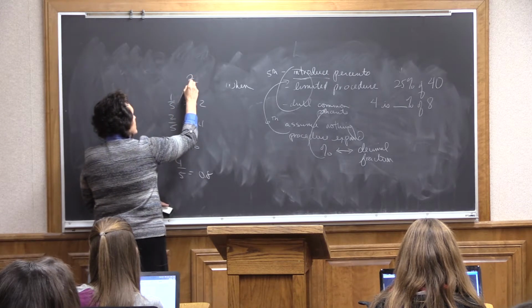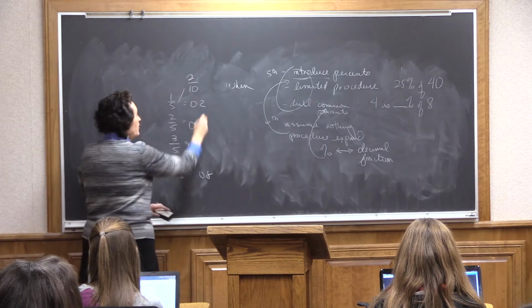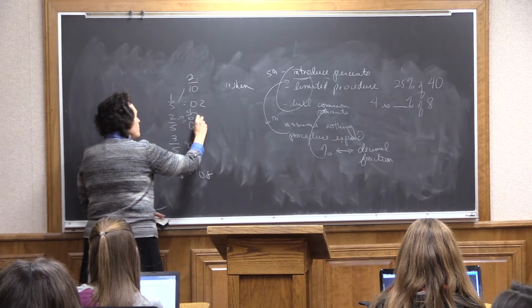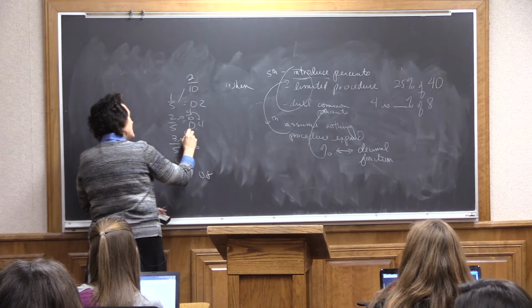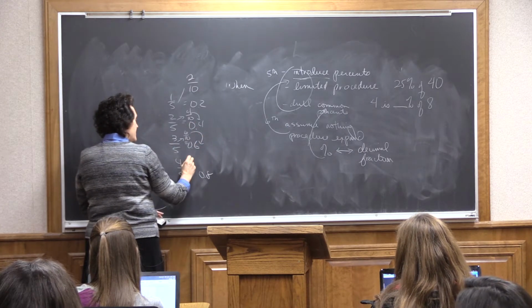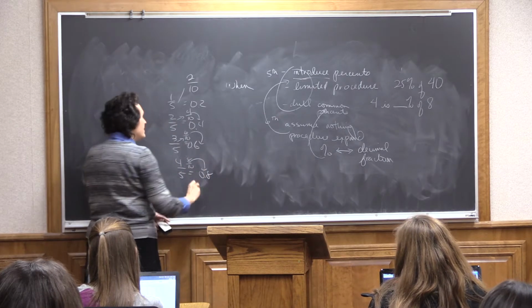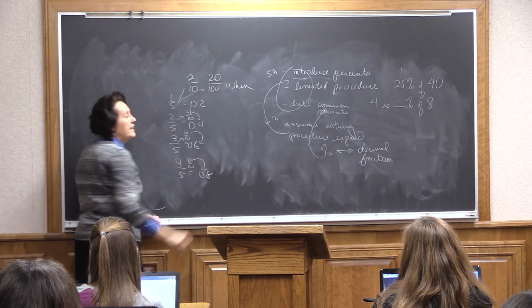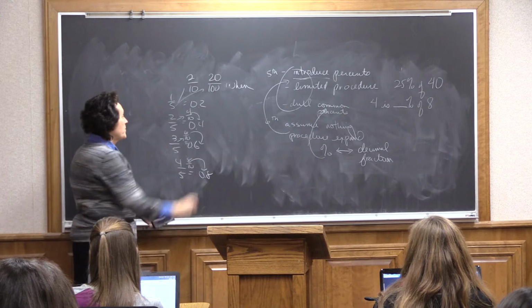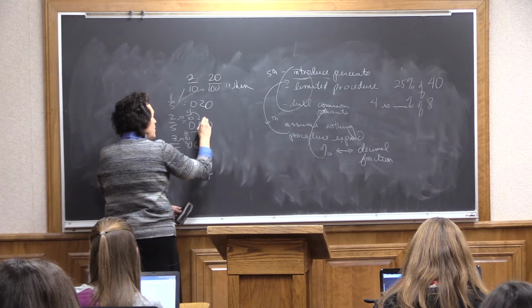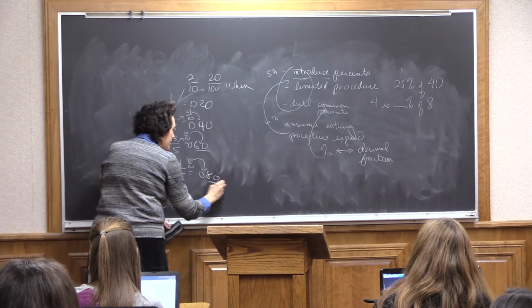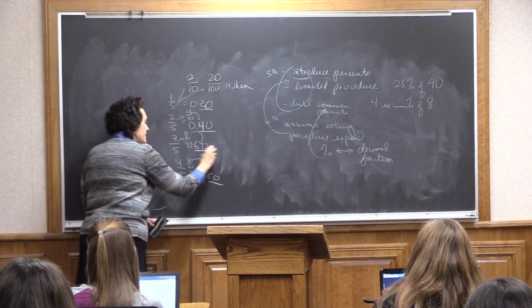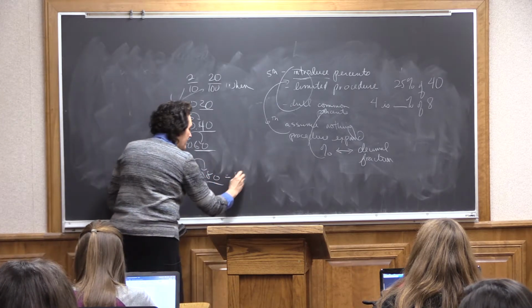This is the same as 2/10. This is the same as 4/10. This is the same as 6/10. This is the same as 8/10. But it's also the same as 20 out of 100, isn't it? Now I'm going to add another 0. 20 hundredths, 40 hundredths, 60 hundredths, 80 hundredths.